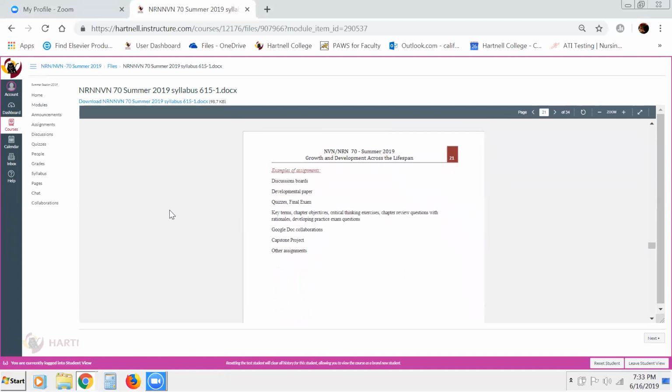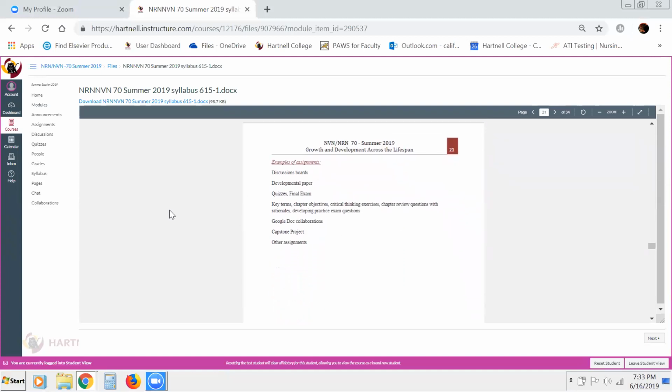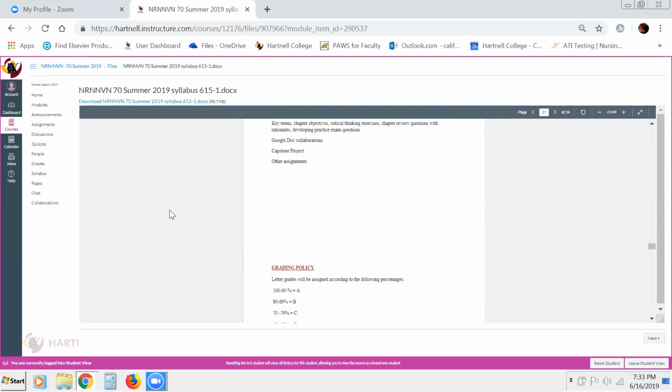Here's some more examples of assignments. We might do Google Doc collaborations. There's key terms, review questions, things like that we'll look at as well.